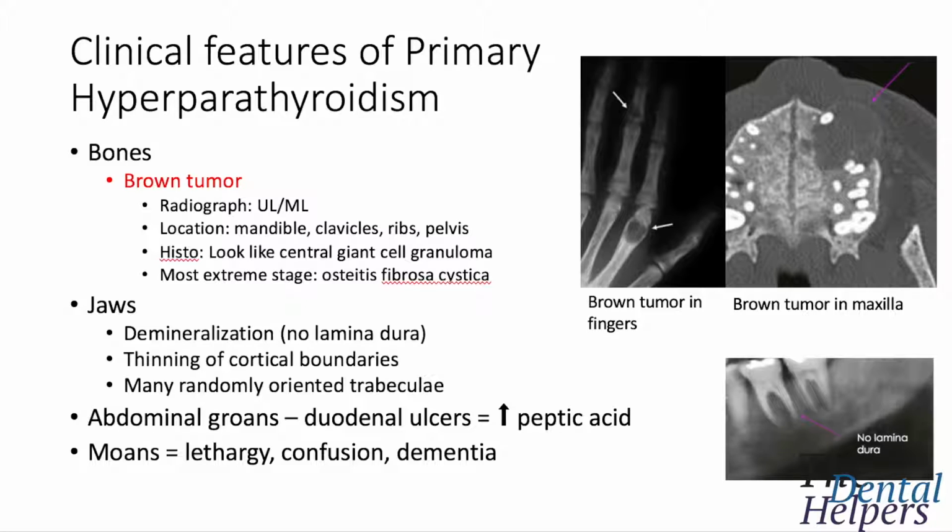Groans, you'll be having abdominal groans where the patient has duodenal ulcers, which is going to result in increased peptic acid, which is going to be painful. Moans, it's going to be lethargy, confusion, dementia, and then stones, of course, as obvious as it sounds, it's just kidney stones or stones throughout.